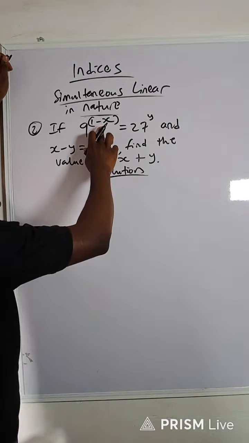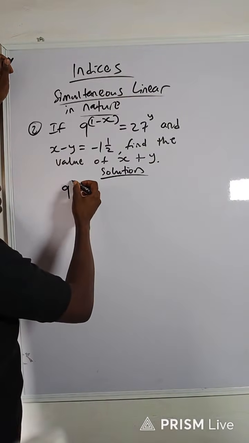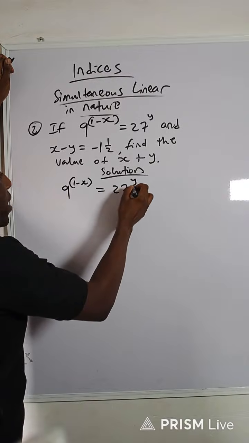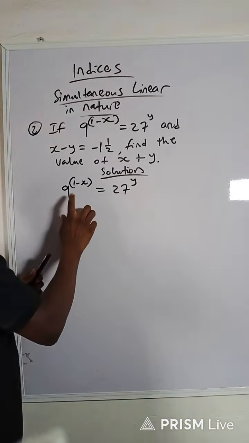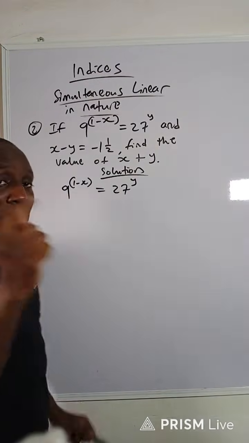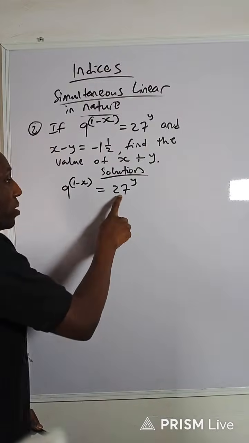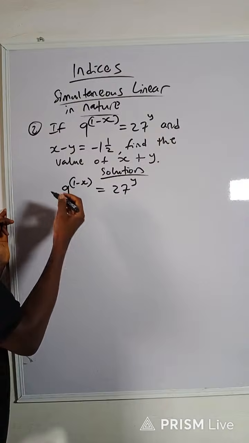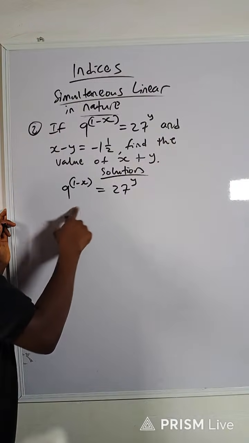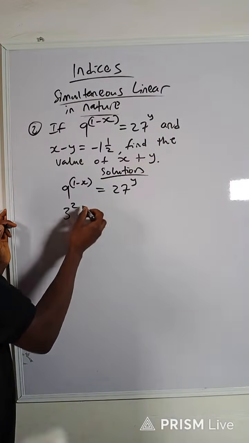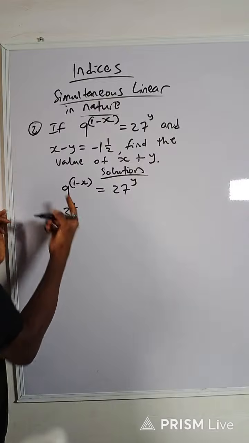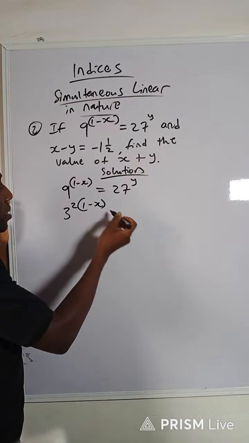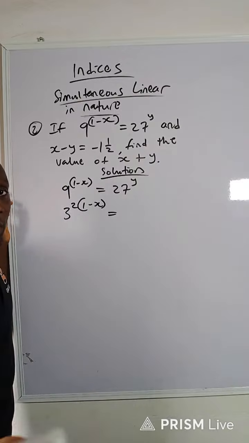Now let's start with the first equation. 9 raised to the power of 1 minus x is equal to 27 raised to the power of y. I can express 9 as a power of 3 and 27 as a power of 3 as well. So 9 converted to a power of 3 will be 3 raised to the power of 2, because 3 times 3 is 9. Bracket 1 minus x is equal to what? What is this?